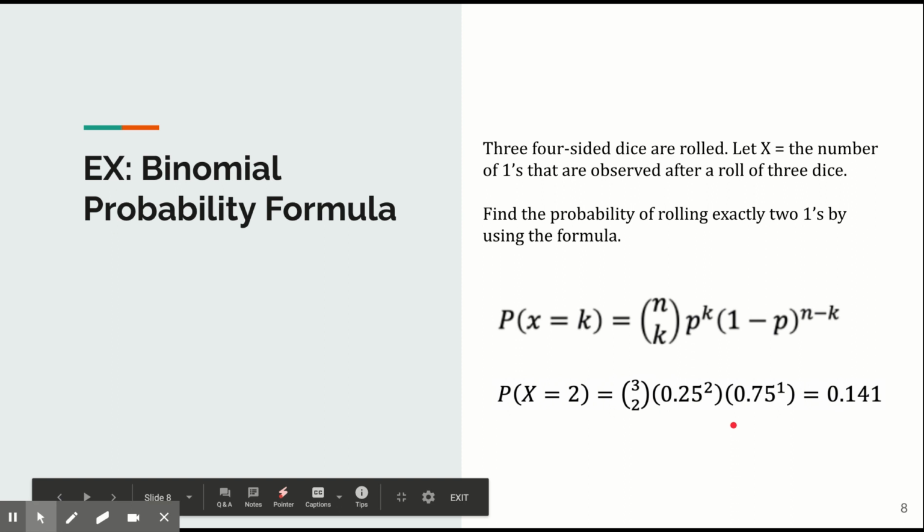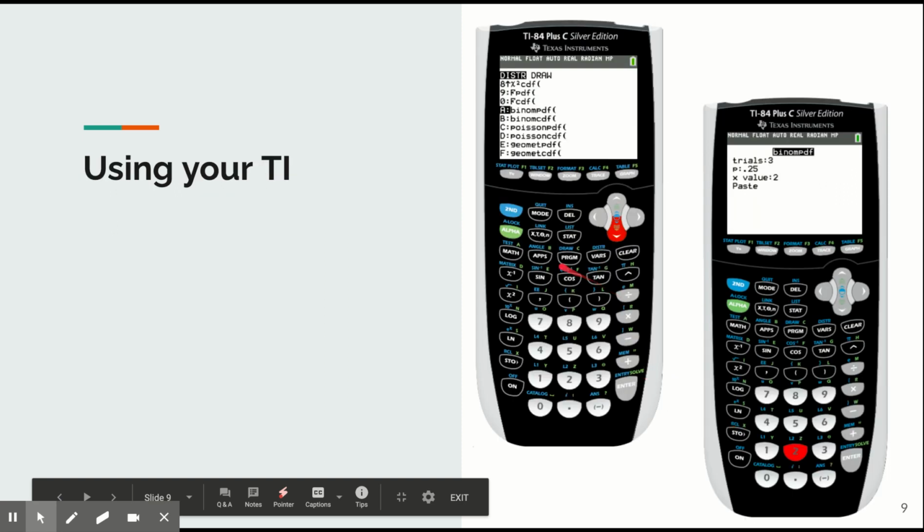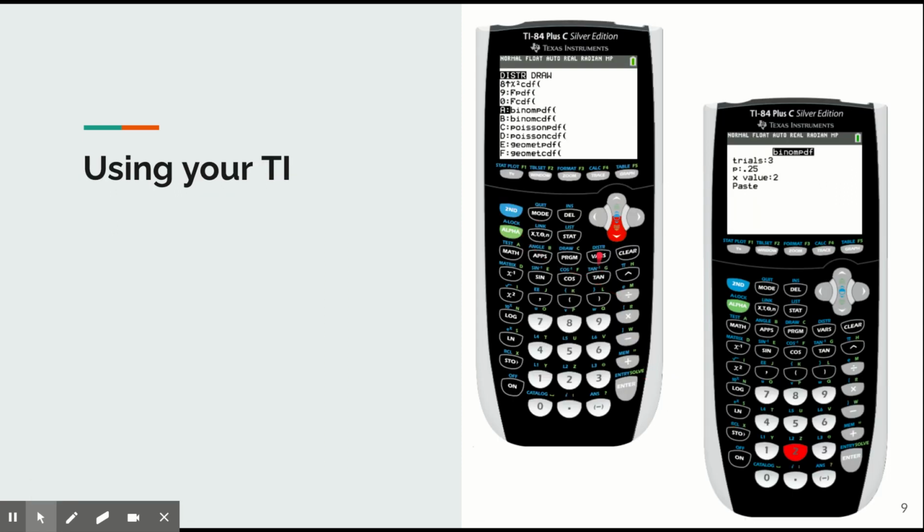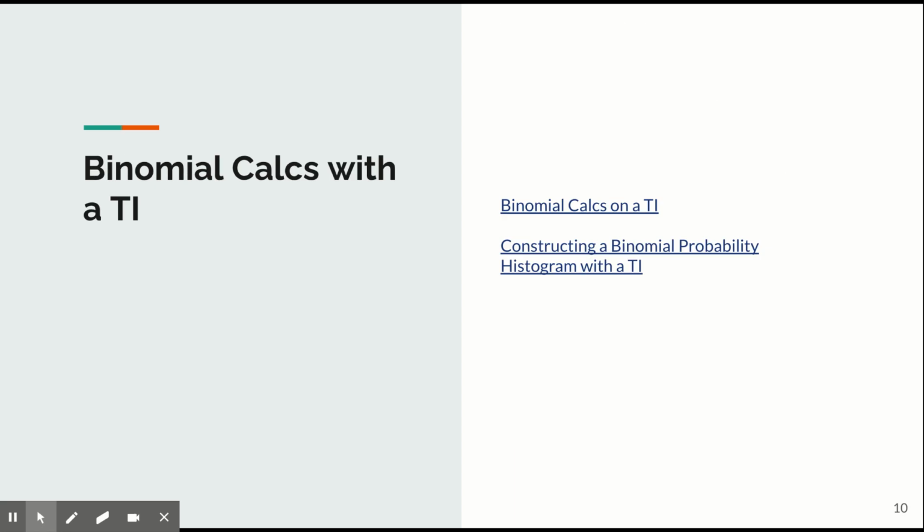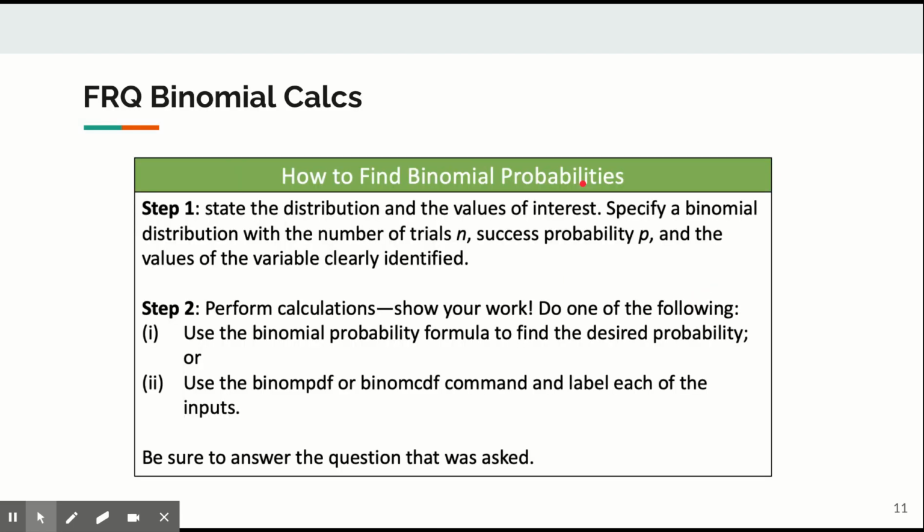I would write this on my paper, and then I would go to my TI, and I would go 2nd, distribution, scroll down to binomial PDF, that's option A, and I would enter 3 trials. p is 0.25, x value is the number of successes, which is 2. I would paste that in, and I would get 0.141. Moving on. If you wanted to see more of a tutorial on how to do binomial calcs on your TI, go to the slideshow, which is embedded in Canvas, and you can click on these and watch more.